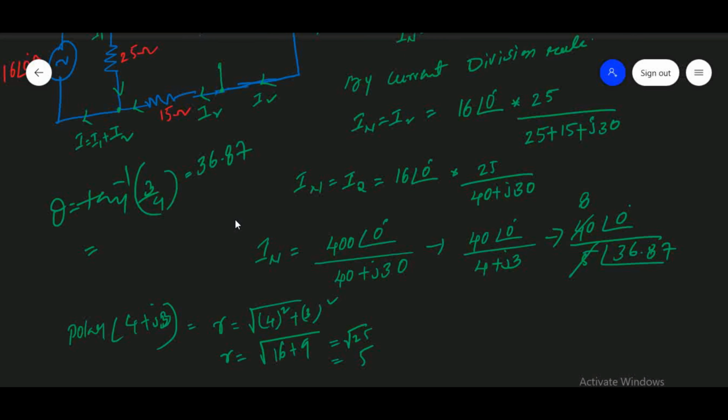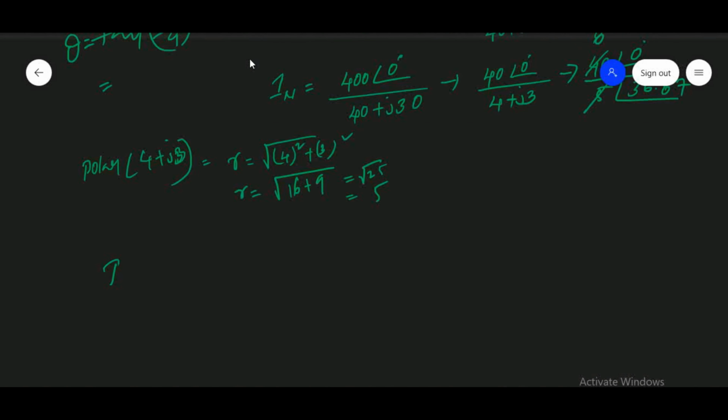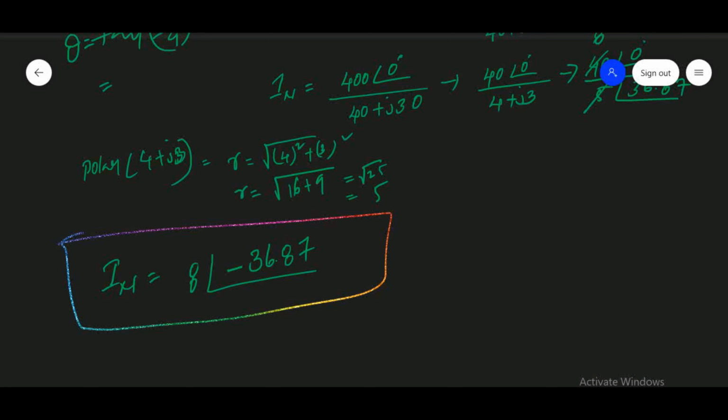So the value of IN is 8 with an angle of minus 36.87. This is your Norton's current. Like this we have to apply Norton's theorem to an AC supply. You need to know the basics of Norton's theorem, how to apply it to the circuit, and how to convert rectangular to polar and polar to rectangular. In the next class we are going to see the maximum power transfer theorem. With that we will complete the theorems included in your second unit.